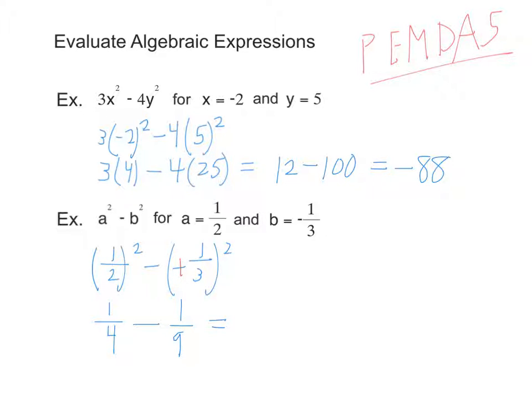These will require a common denominator. The smallest I can think of that both 4 and 9 go into is 36. Now I'm making equivalent fractions to get 5/36 as the answer. Okay, try some of the problems.